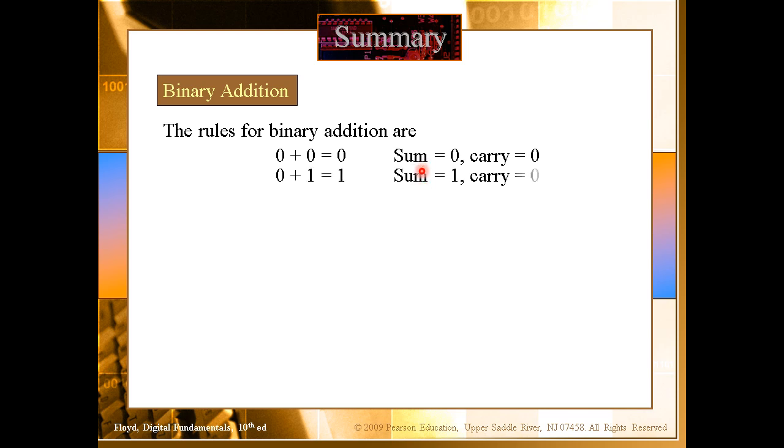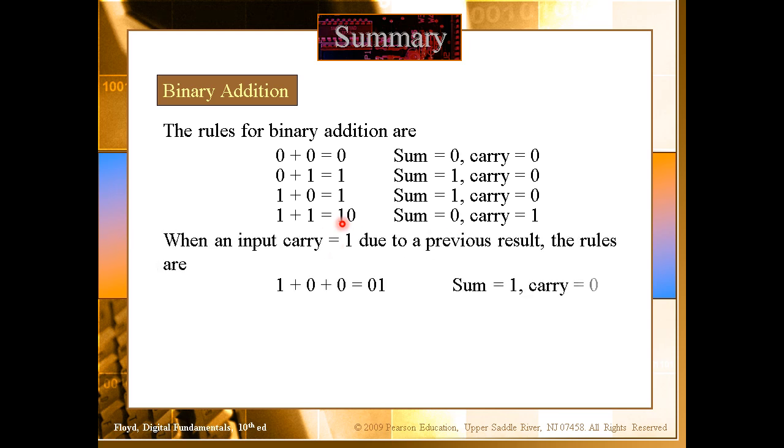If you are adding 0 plus 1, then your sum is 1, carry is still 0. If you are adding 1 plus 0, again, sum is 1, carry is 0. But if you are adding 1 plus 1, which should be 2, your sum is 0, carry is 1. If you are just doing 1 plus 1, it should be 1, 0, right? That means your sum is this digit, and this one becomes the carry. So we are just writing those at the right side.